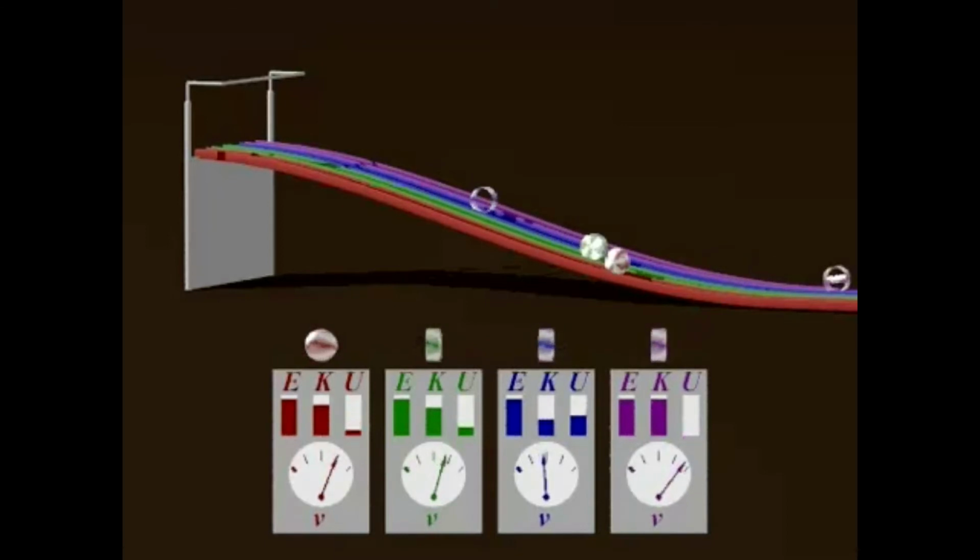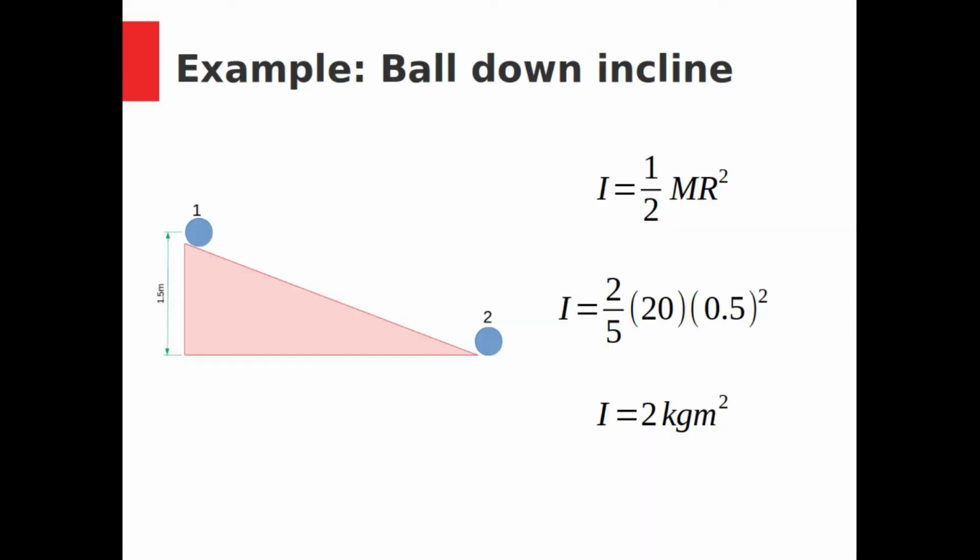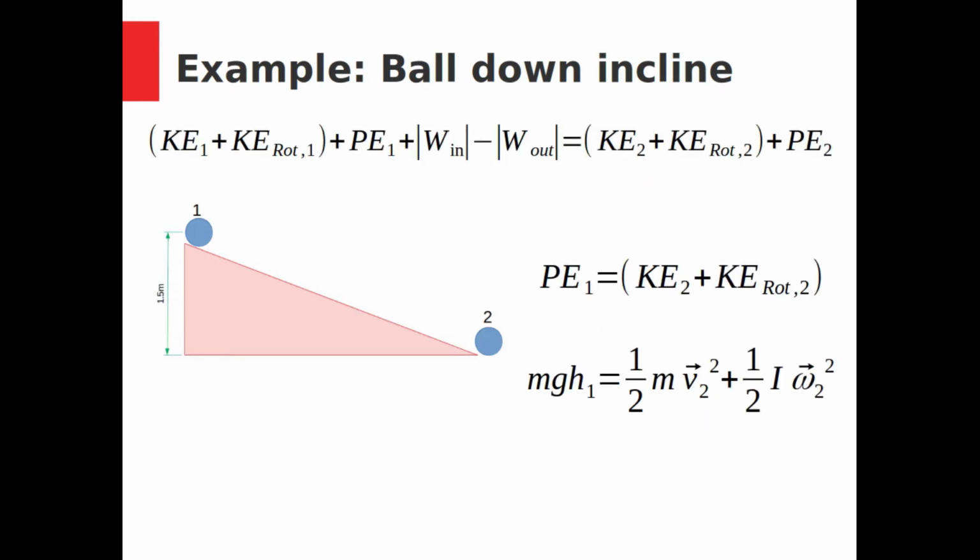Let's focus on the sphere. It has a mass of 20 kilograms and a radius of 0.5 meters. Like before, we solve for its moment of inertia, 2 kilogram meters squared. And like before, its initial potential energy gets turned into linear kinetic energy and rotational kinetic energy. The only difference is the two forms of energy are now present in the same object.